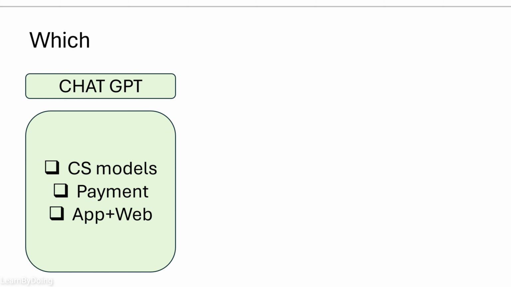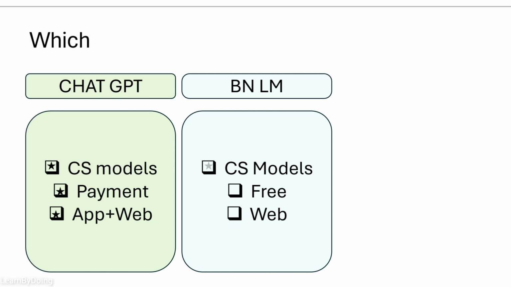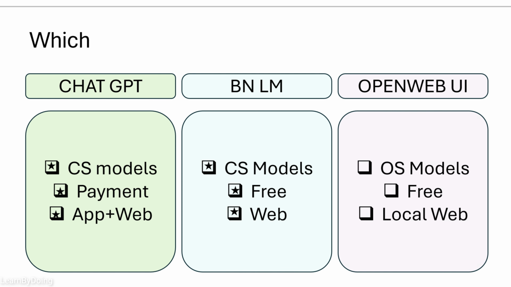We need to evaluate. ChatGPT has closed source models. To use the best models, we need to pay, and it has application and web access. For NotebookLM, we have a closed source model. It is free for now, and we can access it through the web. For OpenWebUI, we have open source models and also some APIs like Grok we can use, and it's free. We can access it using a local machine.